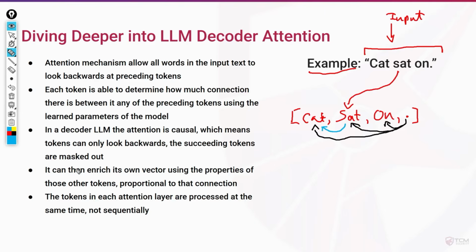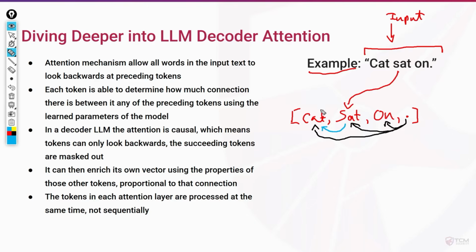So then what happens is that each of the tokens can enrich its own vector using the properties of the other tokens that come before. And this is done in proportion to that connection. So how strongly sat thinks it relates to cat is going to determine how much it enriches itself based on the properties of cat. The tokens in each attention layer are processed at the same time, not sequentially. So this is important to realize, and it can be a little bit confusing to think about. It's not that the period enriches itself and then on and then sat.